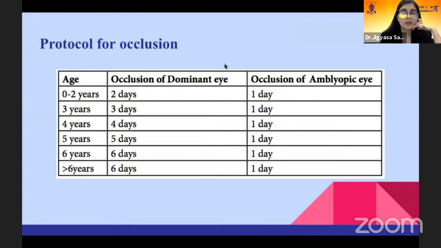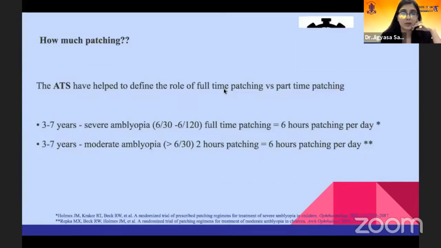The protocol for occlusion, as we all know, follows the age-is-to-1 algorithm. In the 0 to 2 years, we occlude the dominant eye for 2 days, followed by the occlusion of the amblyopic eye for 1 day. And so forth for 3, 4, 5, 6, we occlude in the ratio of 3:1, 4:1, 5:1, and 6:1. Beyond 6 years also, we follow the 6:1 rule.